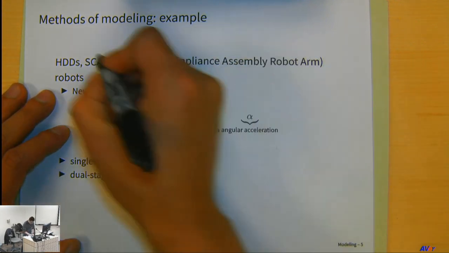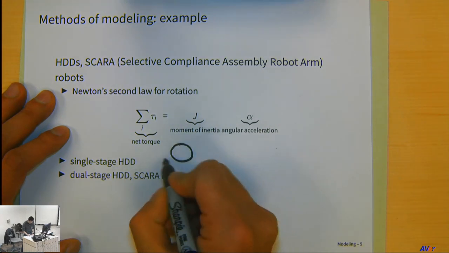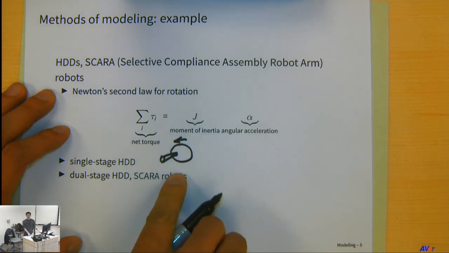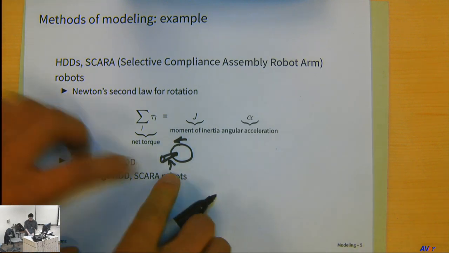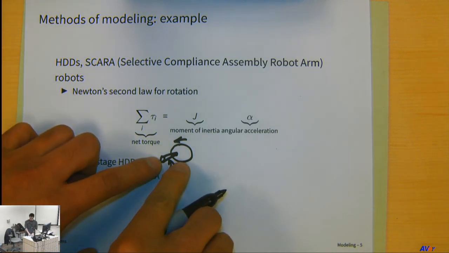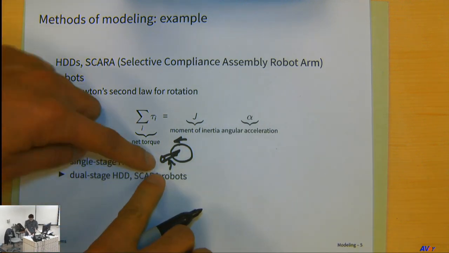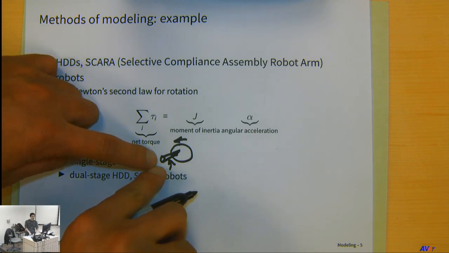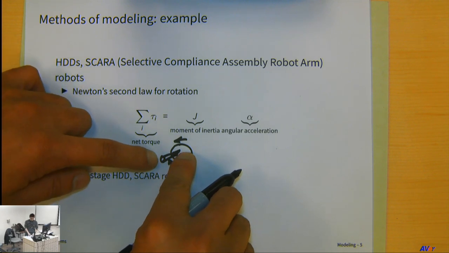In the disk drive application example, what we have is a rotating disk, a spinning disk like this, and then I have a read-write head that looks like this. My read-write head is doing this rotational motion to read data over here. In practice, it's actually a little bit longer. This is called a single stage hard disk drive. I just have one actuation. I control the tip of the actuator over here.